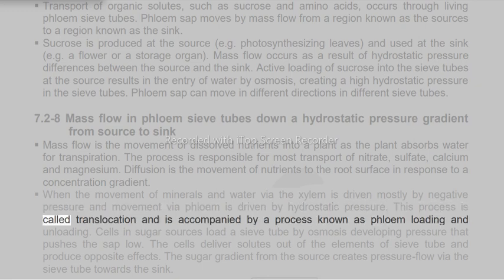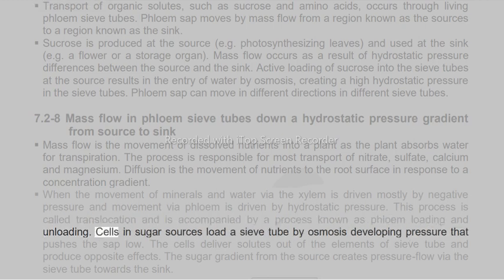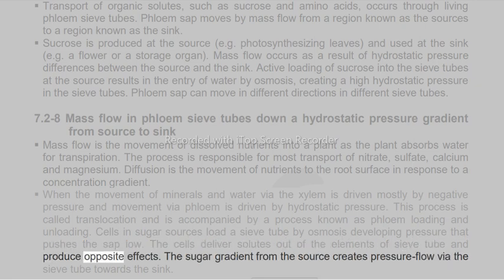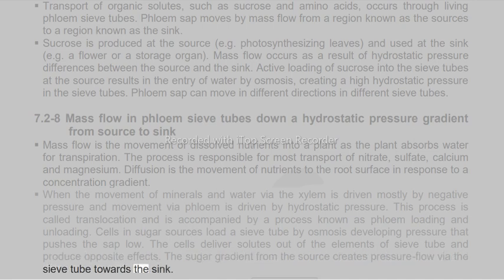This process is called translocation and is accompanied by a process known as phloem loading and unloading. Cells in sugar sources load a sieve tube by osmosis, developing pressure that pushes the sap along. The cells deliver solutes out of the sieve tube elements and produce the opposite effects. The sugar gradient from the source creates pressure flow via the sieve tube towards the sink.